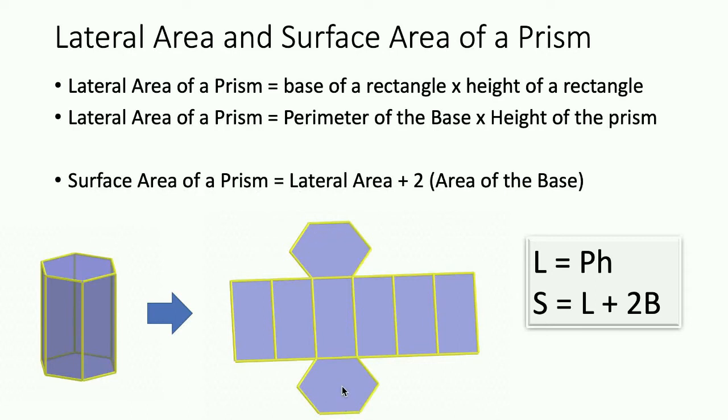Now this one is a hexagonal prism. This will work the same way for a rectangular prism or a triangular prism or a trapezoidal prism, whatever the case might be. So when we have this capital B here, this means area of the base, and that could take on a lot of different formulas depending on what that base is.